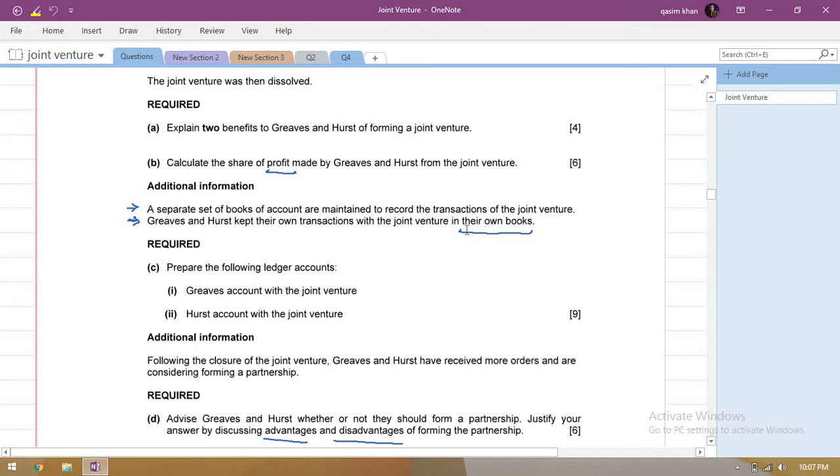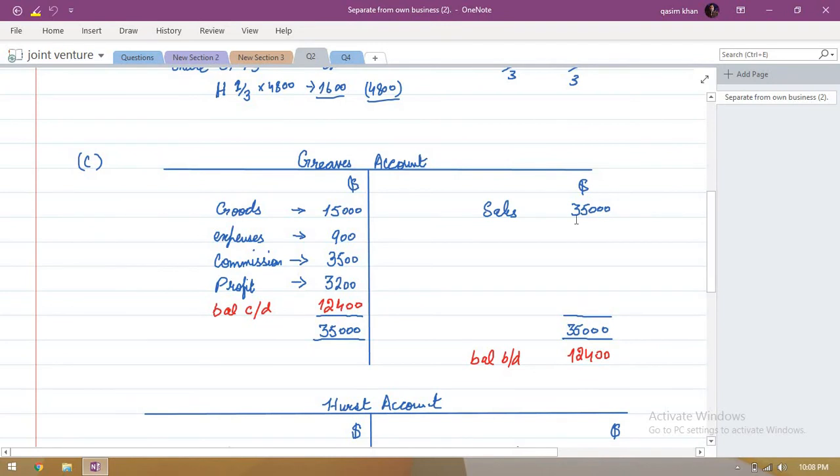So all the expenses and income incurred with the joint venture will be recorded in their own T accounts. The first T account is of Greaves and the second one is of Hurst. Greaves has made all the sales. Sales will always be on the credit side, and expenses and his share of profit will be on the debit side. Greaves paid for the goods 15,000, expenses 900.